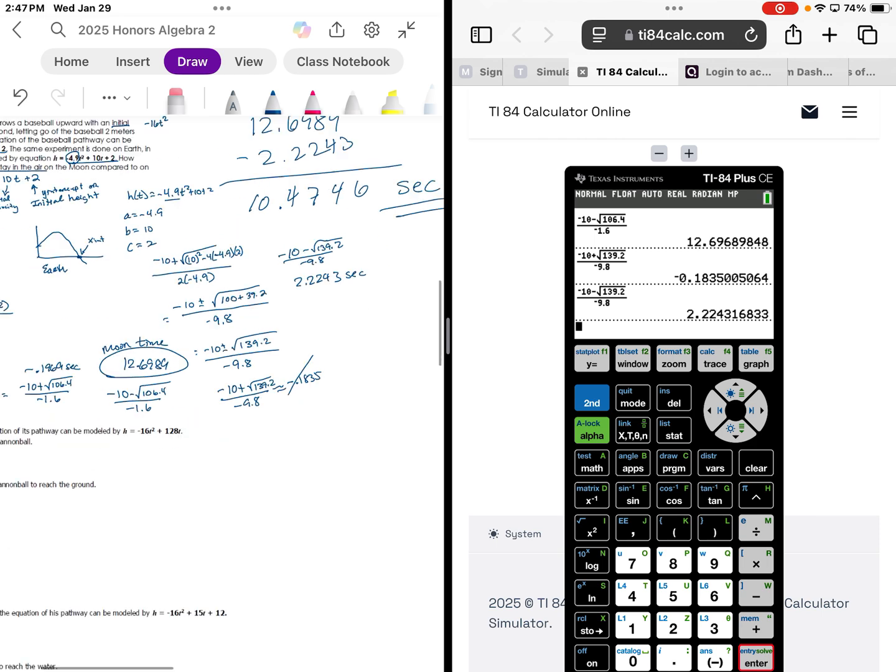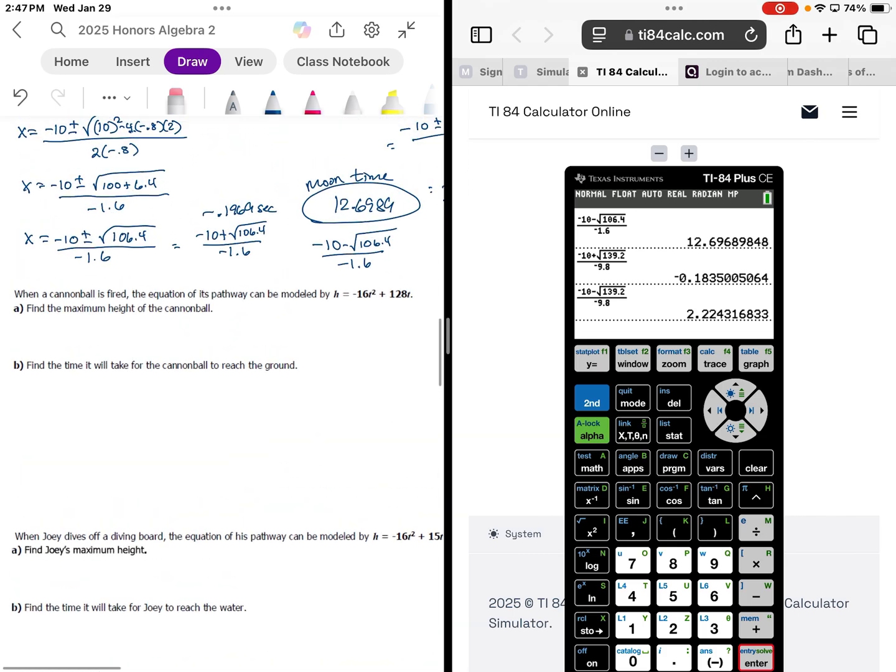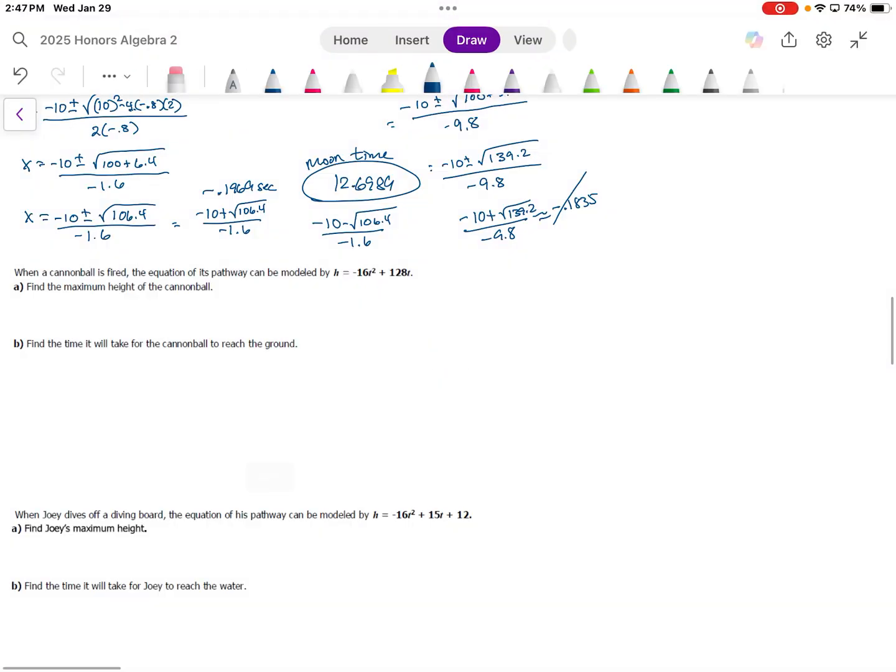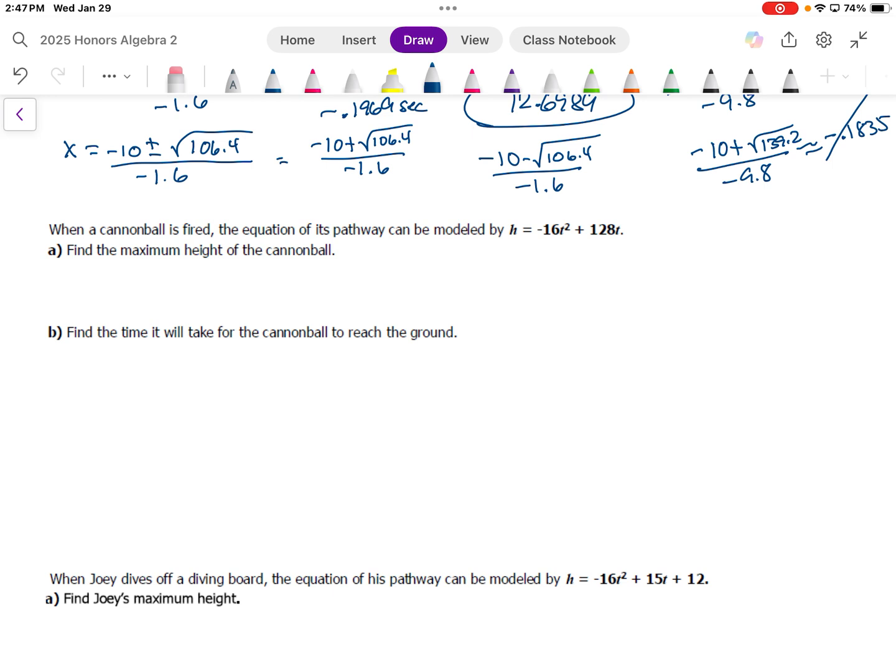All right. I wanted to get to that application problem for you guys because I know some of you struggled with it. Here we got another one, cannonball. What is it missing? The C. So that means it's starting on the ground. When you're missing the C in these kind of word problems, that means it's starting on the ground.